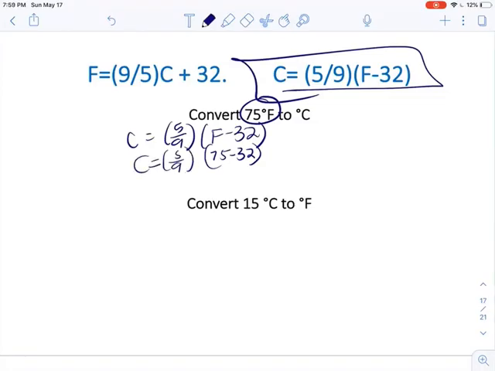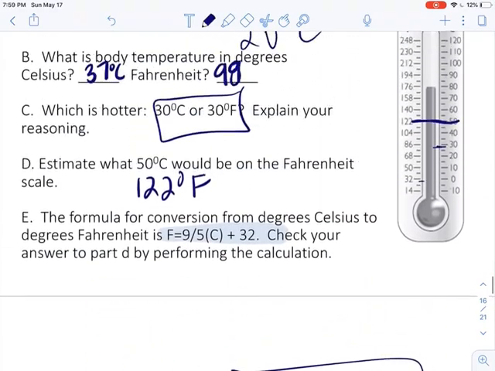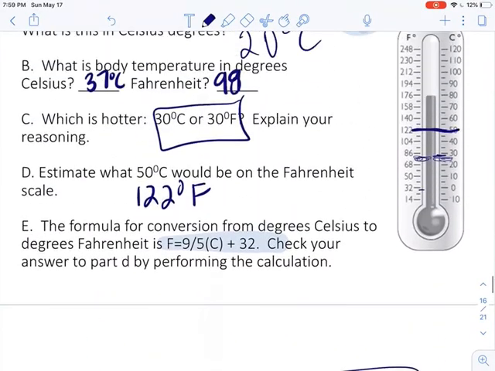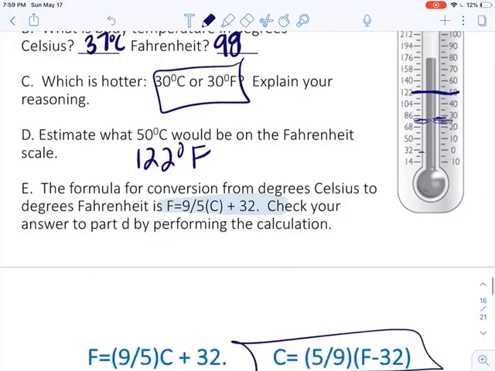And then I can calculate it from there using my order of operations. So 75 minus 32 is 43. And then I multiply that by 5/9, which gives me about 23.89 degrees Celsius. Don't forget your units, which is great because it wanted us to get Celsius. And I could even look back at my thermometer, and 75 degrees Fahrenheit is around here somewhere, which is around 30 degrees Celsius, or 23 degrees Celsius, I'm sorry.